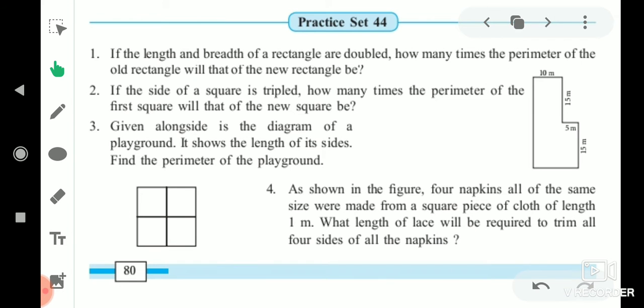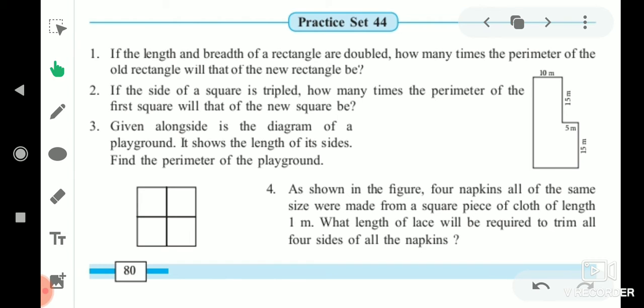Let's see exercise number 44. If the length and breadth of the rectangle are doubled, how many times the perimeter of the old rectangle will be that of the new rectangle? What is given in the question? If the length and breadth of the rectangle are doubled.